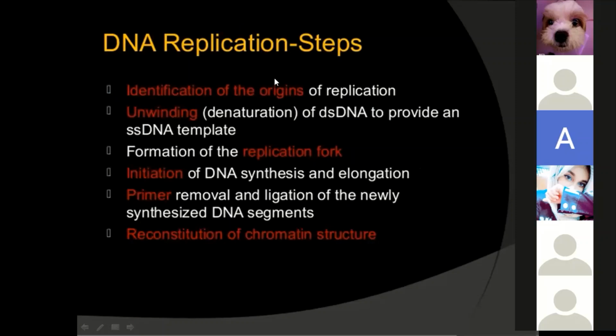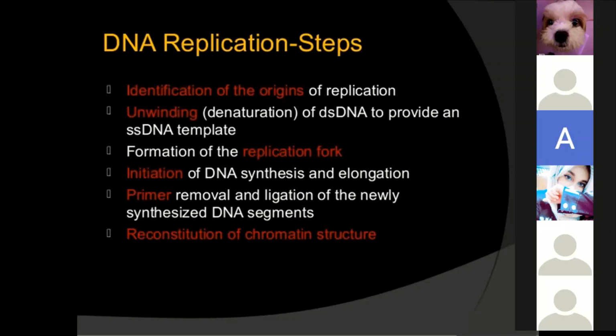And these are the different steps of DNA replication. First, identification of the origin of replication. Like in eukaryotic chromosomes, you have a number of origins of replication. Then unwinding, denaturation of double-stranded DNA to provide a single-stranded DNA template, then formation of the replication fork, initiation of DNA synthesis and elongation, primer removal and ligation of the newly synthesized DNA segments, then reconstitution of chromatin structure. Because during S phase it is in the form of chromatin, first the origin of replication has to be identified.